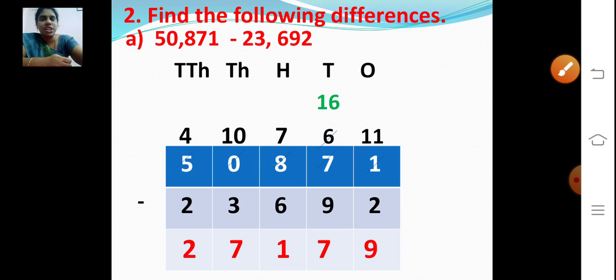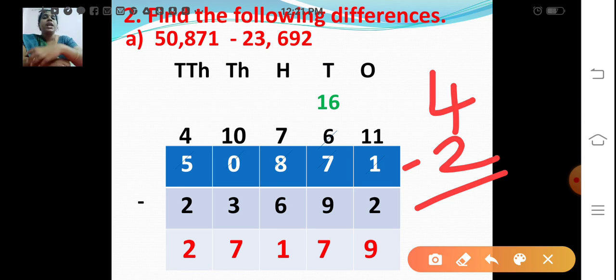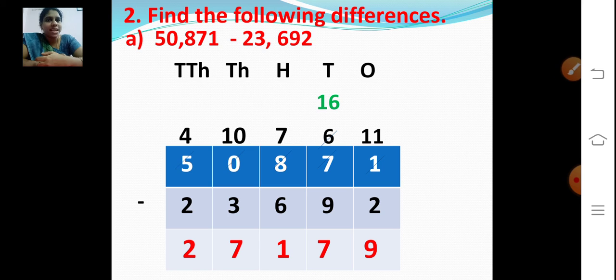What number am I having? 4 minus 2. 40,000 minus 20,000. 4 minus 2. After 2: 3, 4. So 20,000. Write it down. 2. So the answer is 27,179. When you subtract the two numbers 50,871 minus 23,692, the answer is 27,179.